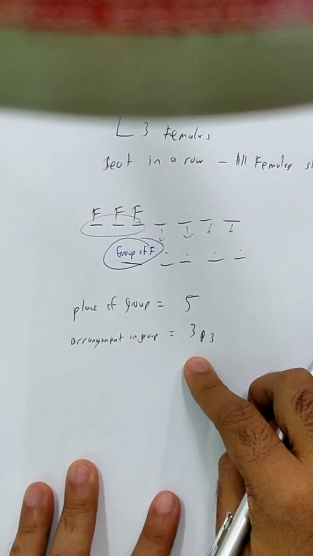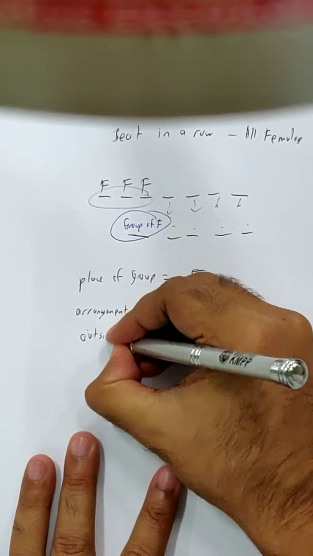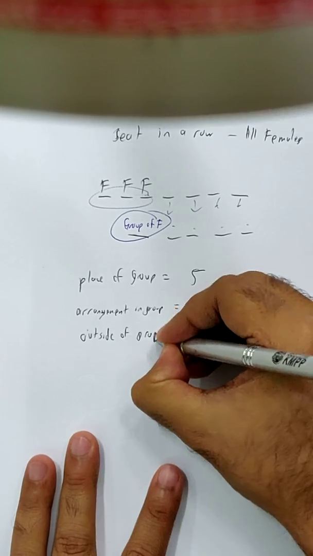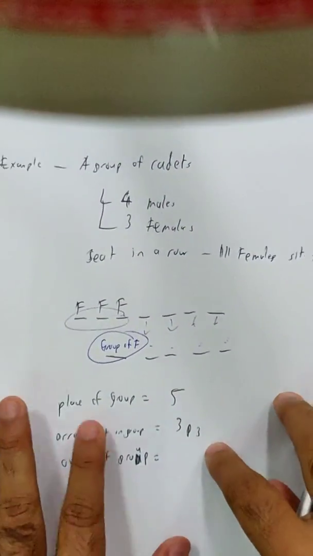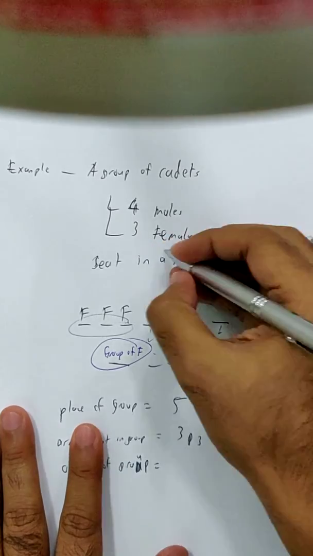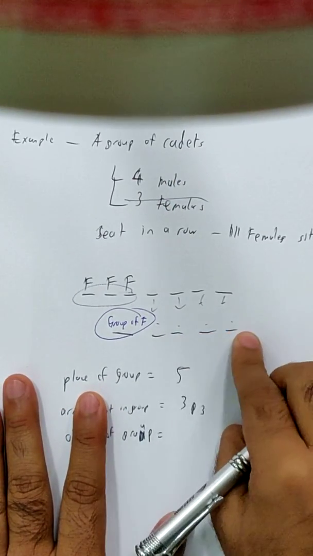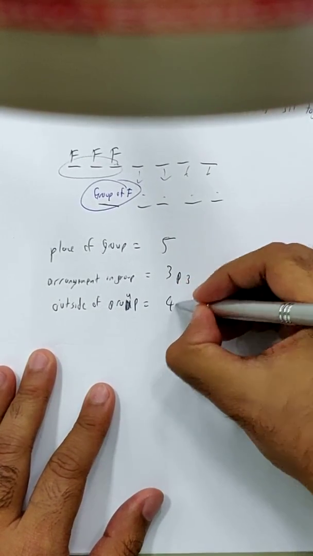What else do we need to calculate? Outside of the group. What else do we have outside? You have only, the females are no longer there, 4 males. How many places you have left? 4. So how is it going to be? 4P4.